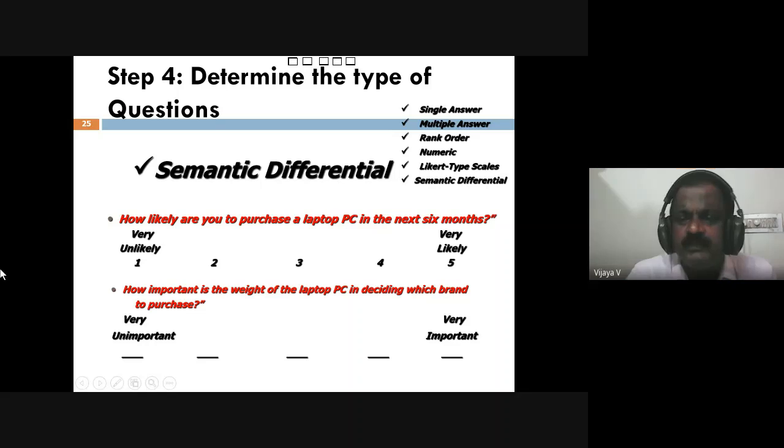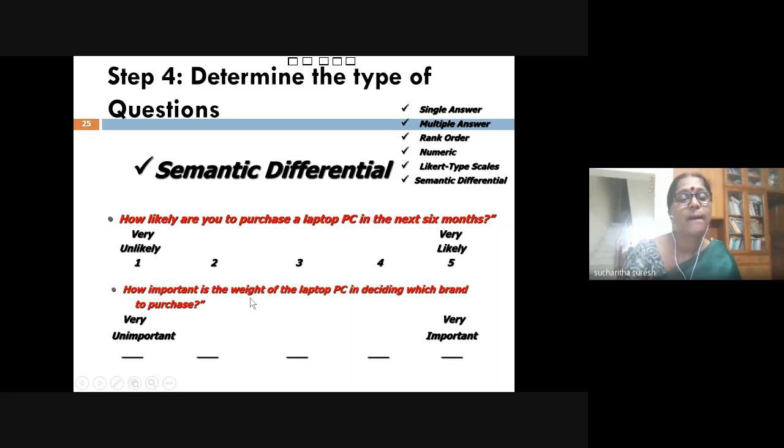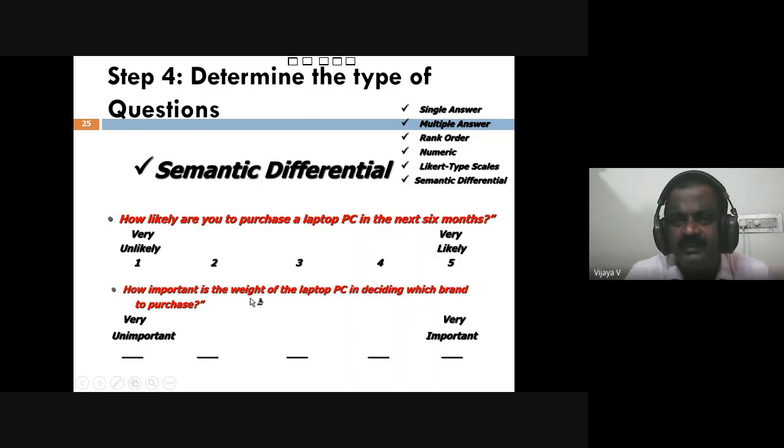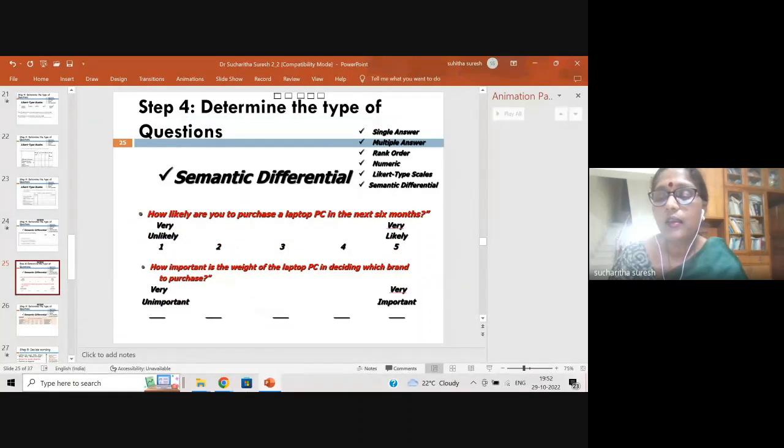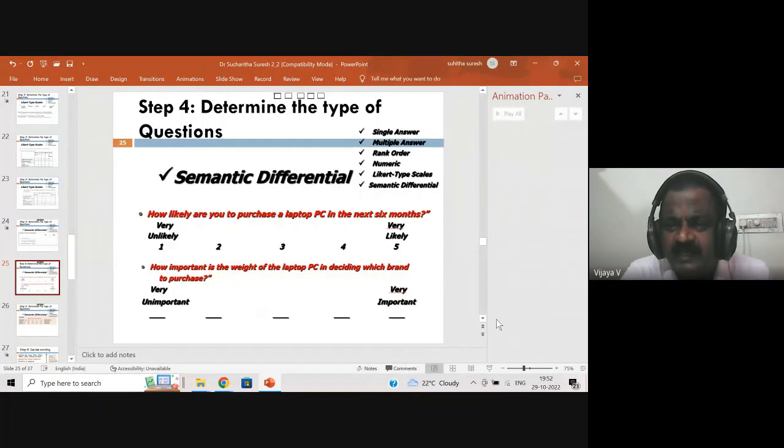Excuse me, madam. There is one question in the chat box from Tara Shetty. Ma'am, what is the difference between ranking and Likert type methods?